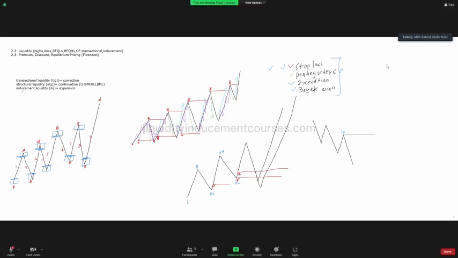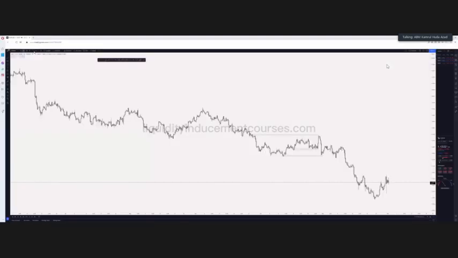That's why inducement liquidity is a liquidity that tends to take structural liquidity, and the inducement itself then eventually leads to price expanding. Let me quickly show you guys a good example from the higher time frame, because that will be quicker. Let's do the weekly, for example.